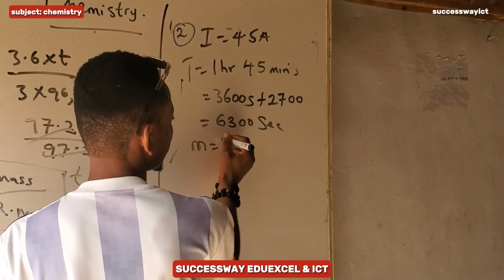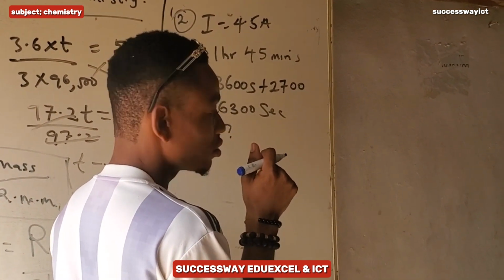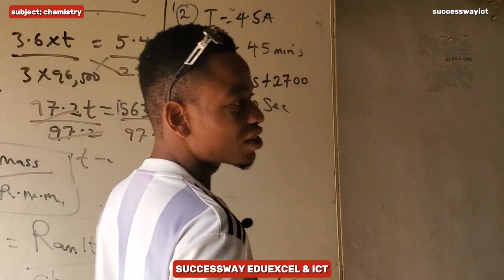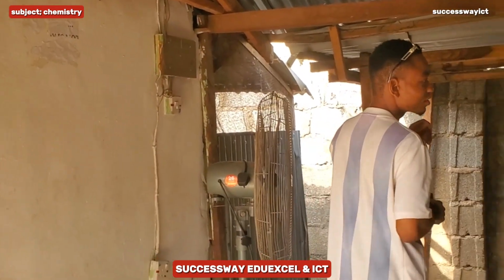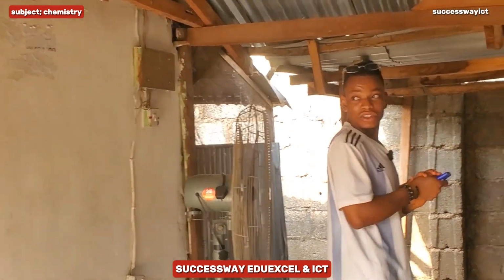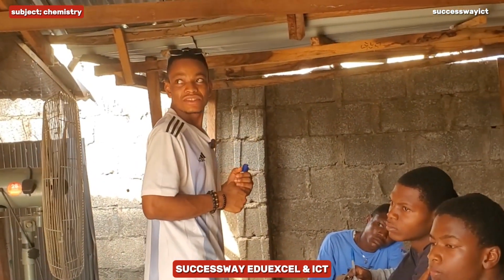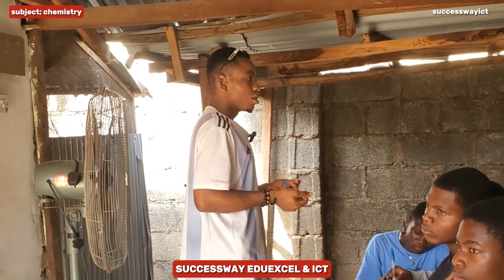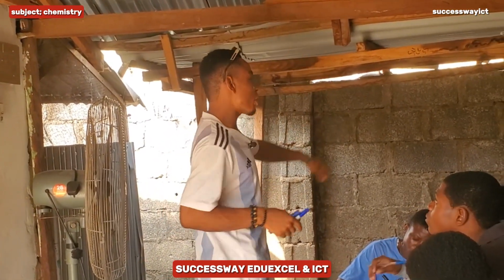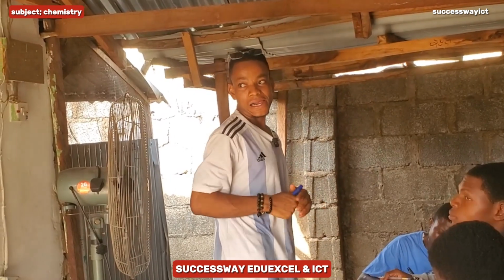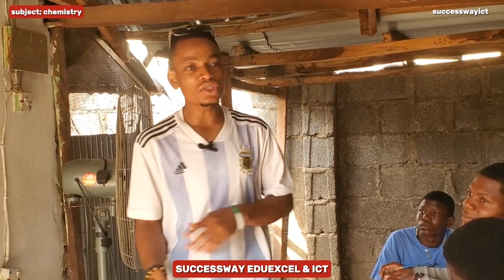Calculate the mass of gold, the number of moles of gold deposited. Let's start with the first one. Which formula should we apply, number 1 or number 2? Let's do it this way: one set of people should do number 2, another set should use number 1, and this row should apply number 3.